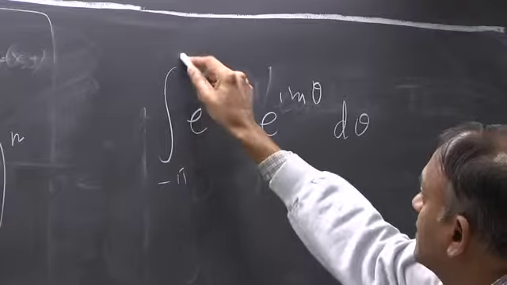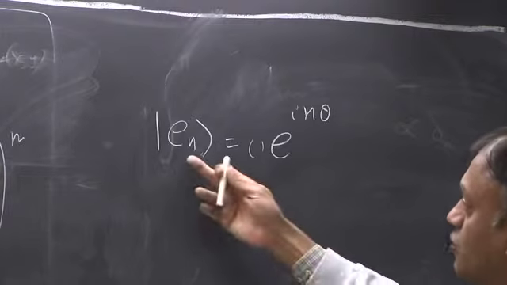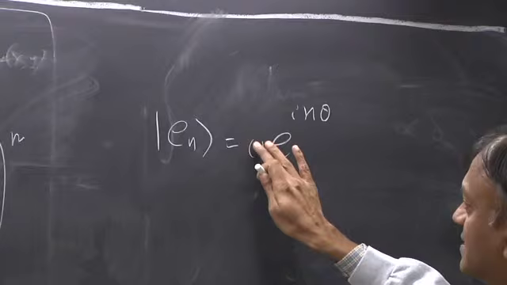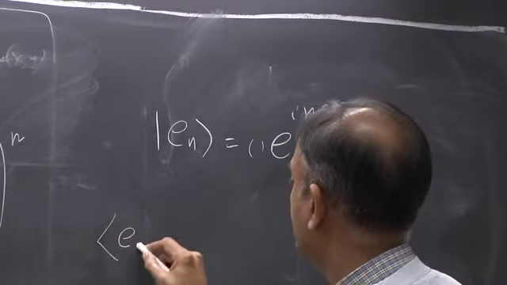So think of this as a basis. En is simply e to the I n theta, up to some normalization constant. So up to some number here, which we will determine by demanding orthonormality. So at the moment it is some constant here. So now let's compute En with Em.